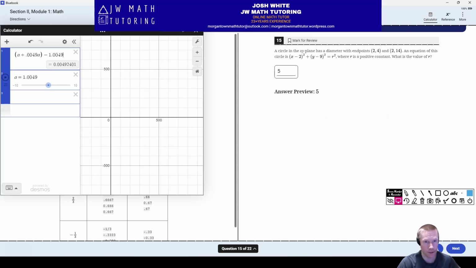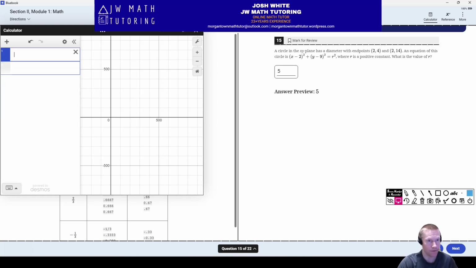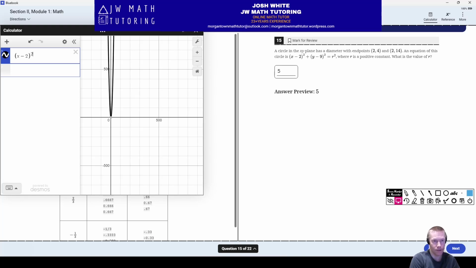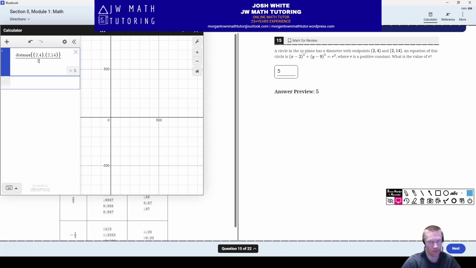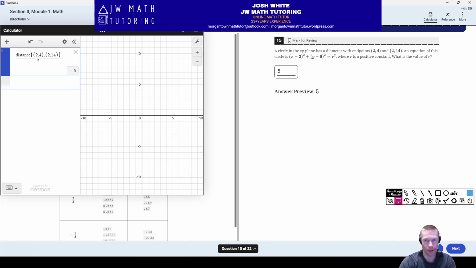Instead, honestly, I would just go to the graphing calculator in Desmos. I'm going to find the distance between these two endpoints. That is your diameter, because it tells you these are the endpoints of a diameter. So to get your radius, you just take the total distance and divide it by 2. There's my radius, it's 5. So again, I use the distance formula on these two points, I divide that in half to go from a diameter to a radius, and I get 5. Same exact answer.